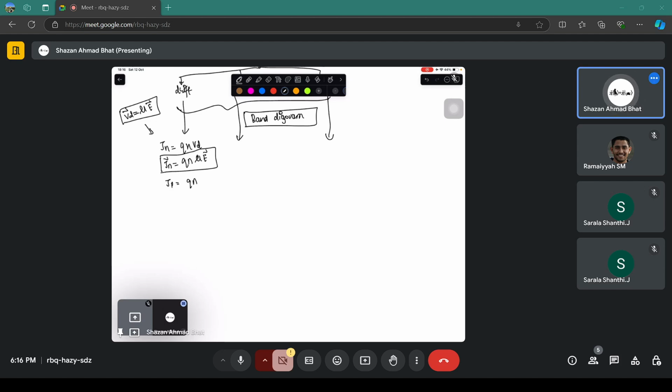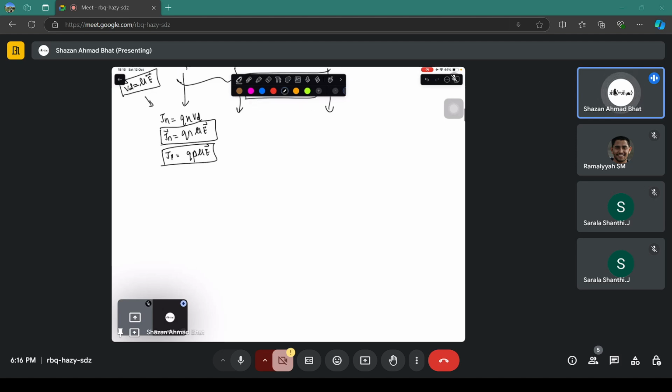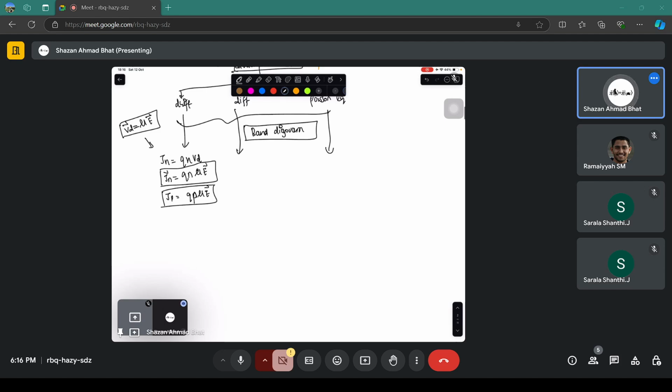Similarly, you can write the drift current density for the holes. But this is p, the charge remains the same. So n and p are the concentrations of the electrons and the holes. This all you have covered in the previous lectures already.